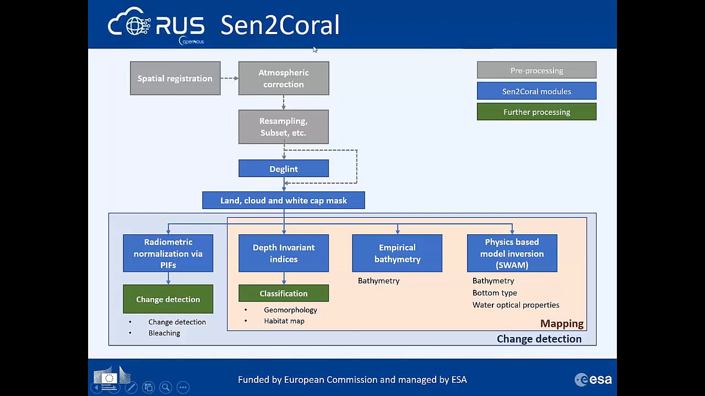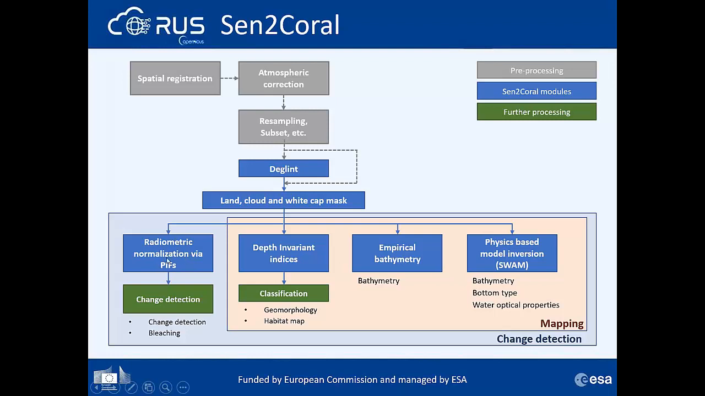The grayish boxes indicate pre-processing that is generally necessary on Sentinel-2 images before you start to use the modules available in Sen2Coral. So we have 2 Sen2Coral pre-processing modules that are applicable to all the different processing scenarios. And then we have 4 other modules, which are either the final or a middle step for different applications. So today we will go through the 2 pre-processing ones and 3 of the application modules.